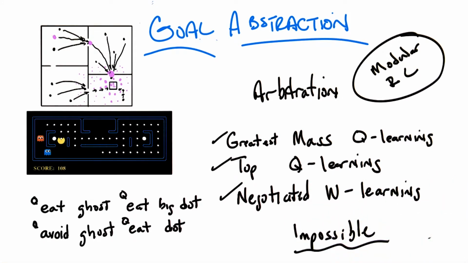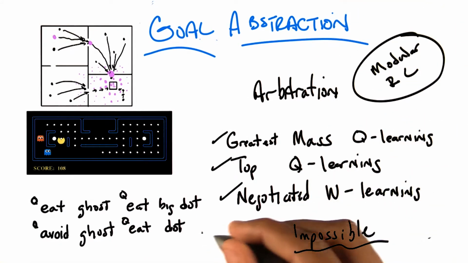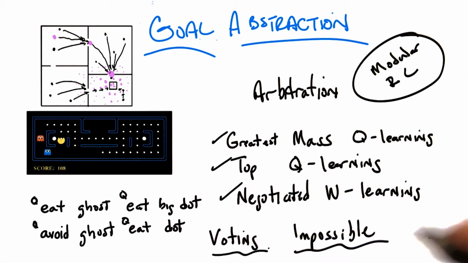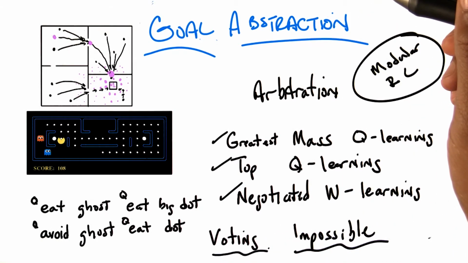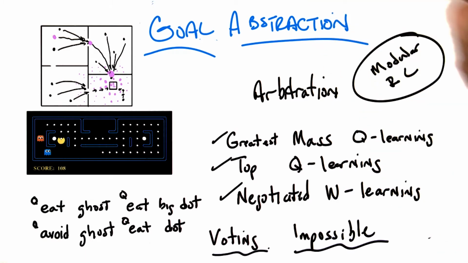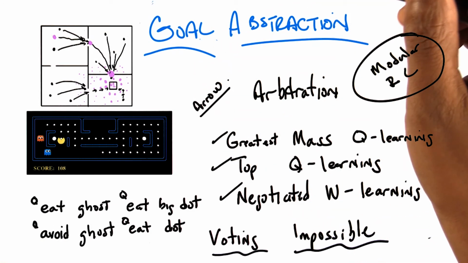What does that mean, you say? I'm going to summarize it simply this way. The very first response that you gave to me when I described greatest mass Q learning is you said, oh, what you're really doing is you're voting. And voting is definitely not impossible. But as you know, there is an impossibility result for voting, and that is Arrow's impossibility result. And if you don't know what Arrow's impossibility result is for voting, then you need to stop what you're doing right now and go look it up.